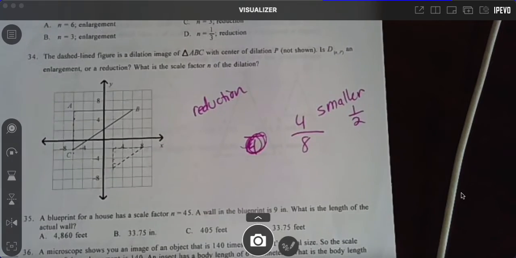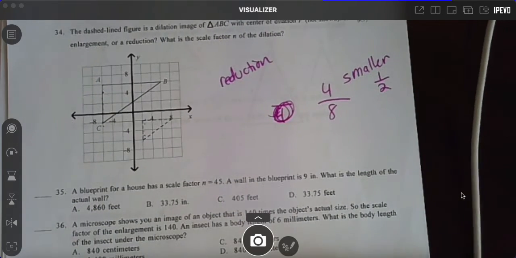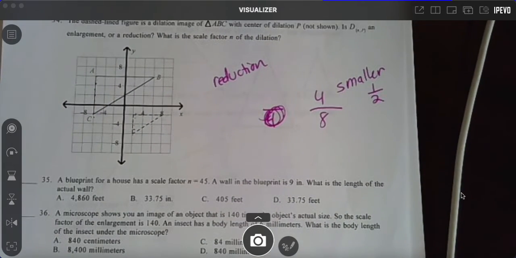Okay, number 35. It says a blueprint for a house has a scale factor of 45. A wall in the blueprint is actually 9 inches. What's the length of the wall in real life, the actual wall? So if I'm looking at 9 inches, but the scale factor is 45, all you're going to do is multiply those. What's 45 times 9? Anybody? 405.